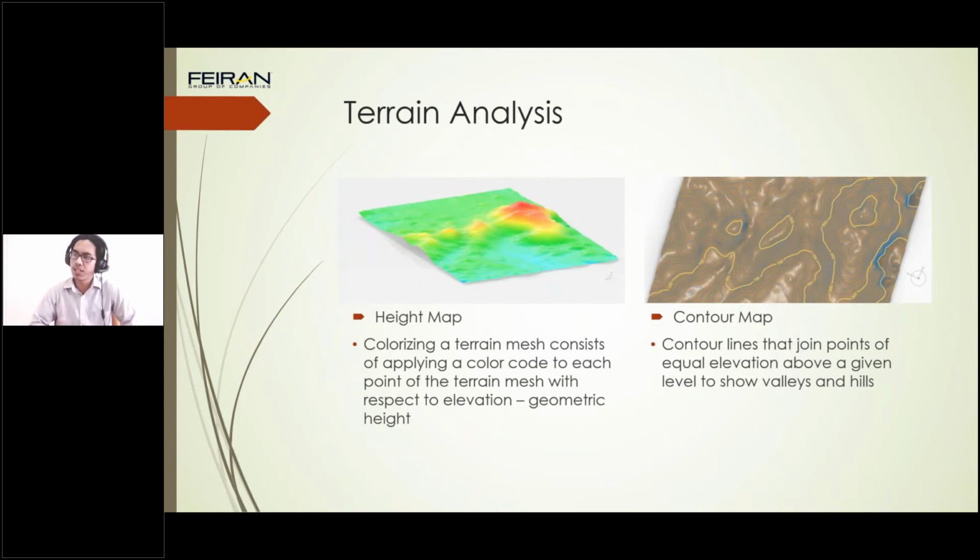Okay, a height map is a simple method of colorizing a terrain mesh, which consists of applying a color code to each point of the terrain mesh with respect to elevation, as mentioned. And similarly, a contour map is actually a combination of lines that join points of equal elevation, as simple as that. Then we show it on our terrain or overlay it onto our terrain. So these two are the most simple and most basic, and I believe any GIS software in the market right now can perform these two analyses pretty well.